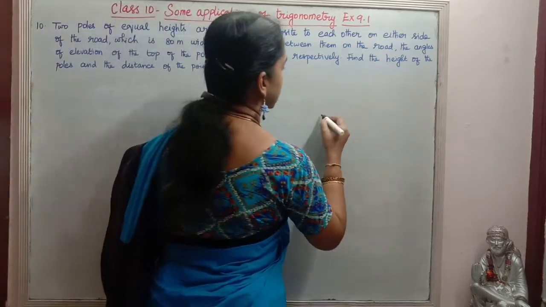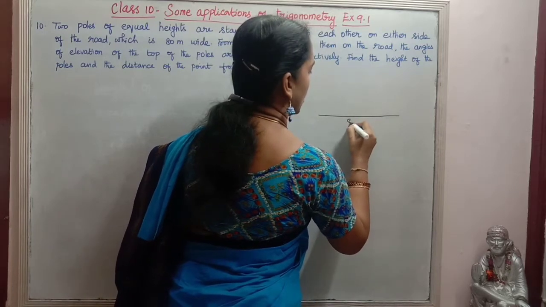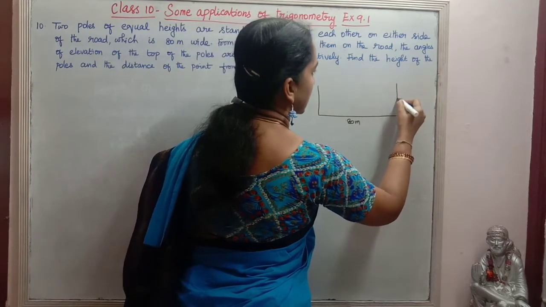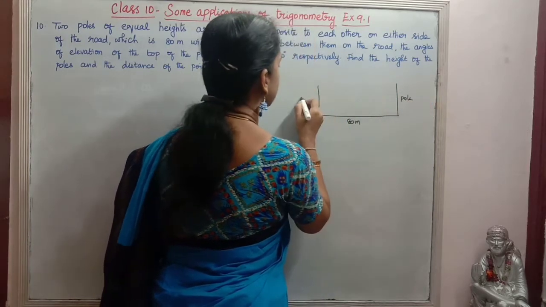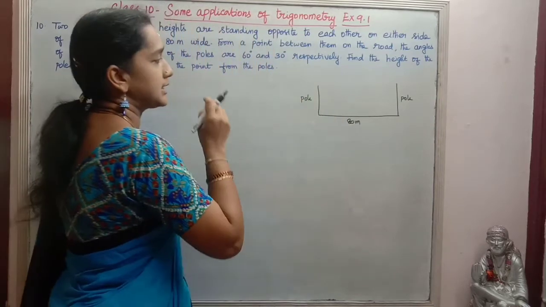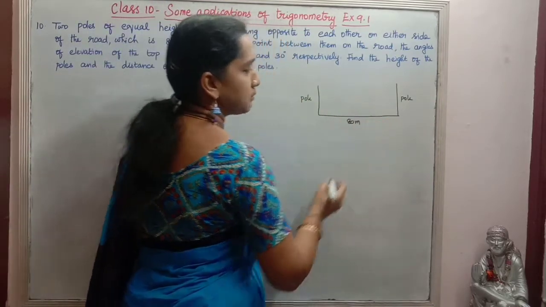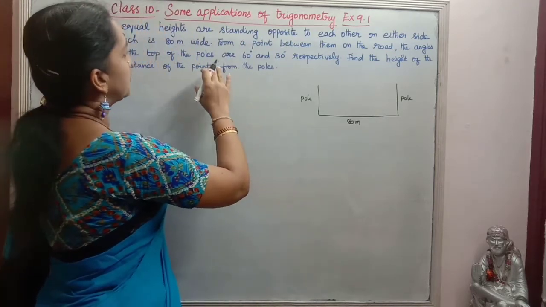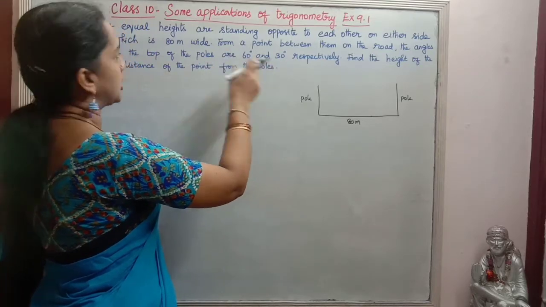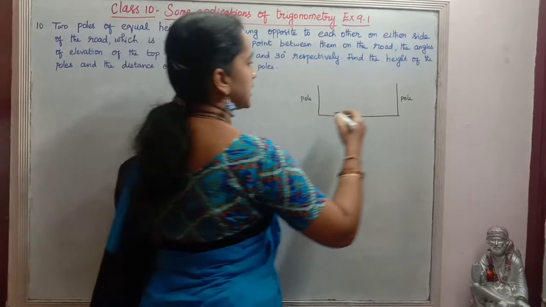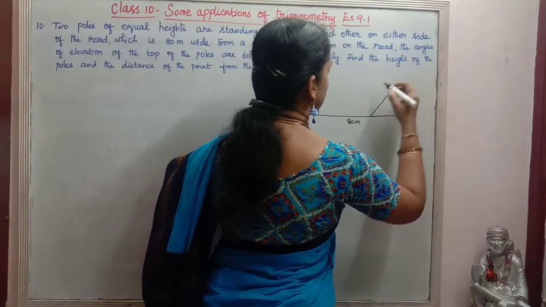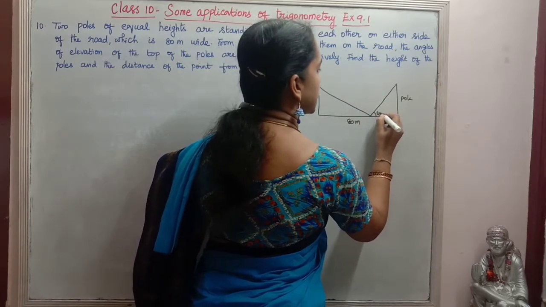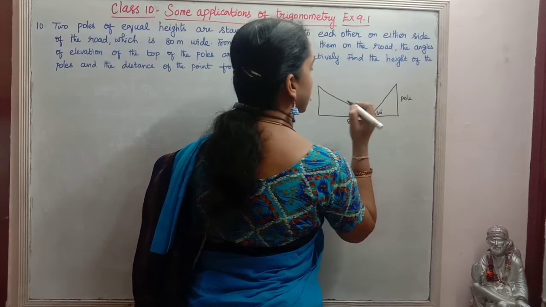Okay, so a road is there. So we'll draw a drawing for this. The width of the road is given as 80 meter. On both the sides equal height poles are there. So this is a pole and this is also a pole. Both have the equal height. From a point between them on the road, the angles of elevation of the top of the poles are given. One is given as 60 degree, the other one is given as 30 degree. So we'll take this as 60 degree and the other one as 30 degree at some point.